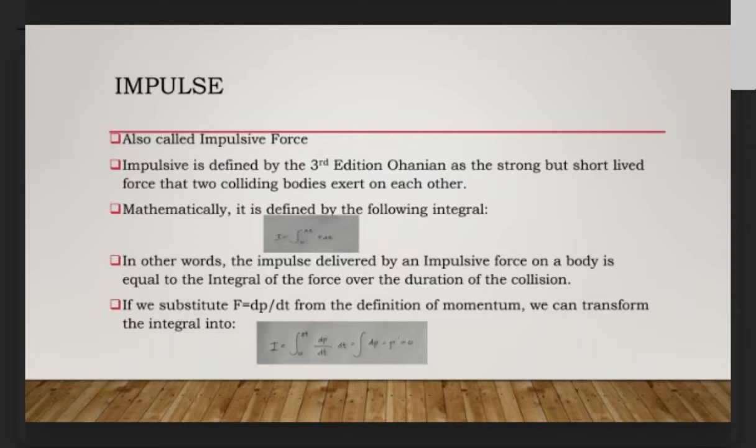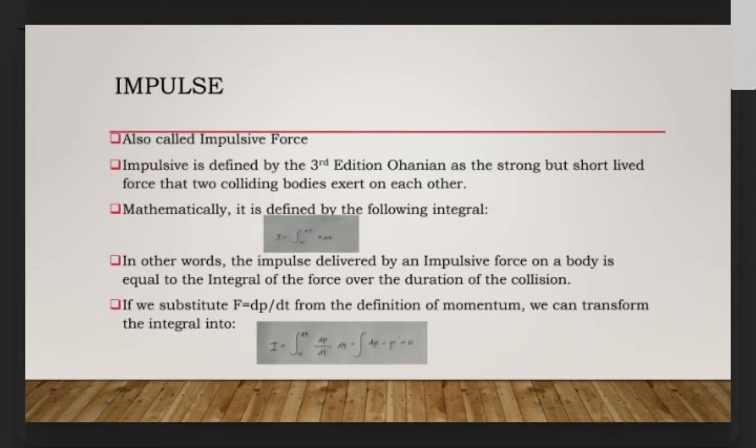Also, it is represented by the symbol J or joules and usually expressed in newton seconds or kilogram meters per second. Impulse is also called impulsive force. Impulse is defined by the third edition of Hanyang as a strong but short-lived force that two colliding bodies exert on each other. Mathematically, it is defined by the following integral.